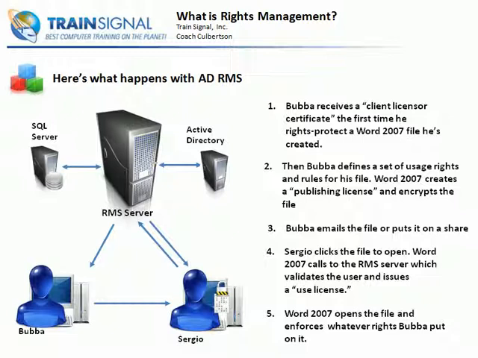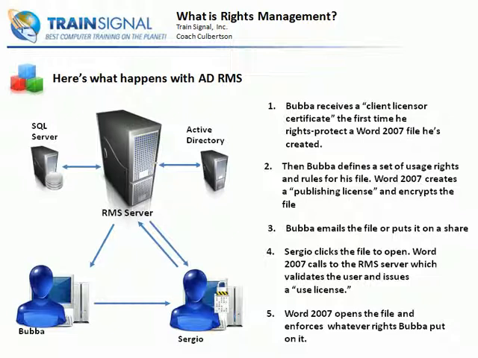Word 2007, by the way, is what we might call a rights management services aware application. There's not a huge amount of them out there, but Office 2007 is a major one that everyone's going to know. Word is actually going to enforce any rights and anything that Bubba has placed onto the document.